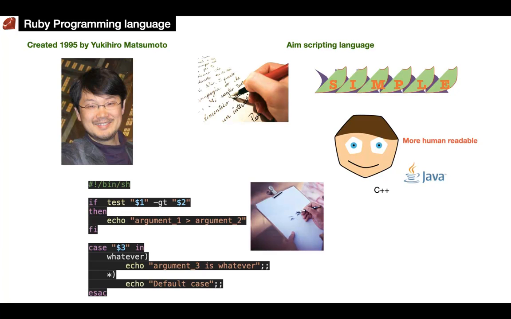The second block of code will check if, in the case the third command line argument is in whatever, so if it exactly matches whatever, then it will print that the third command line argument is whatever. If not, and if it is in asterisk, where an asterisk is a wildcard that matches anything, the code will print that this is the default case.